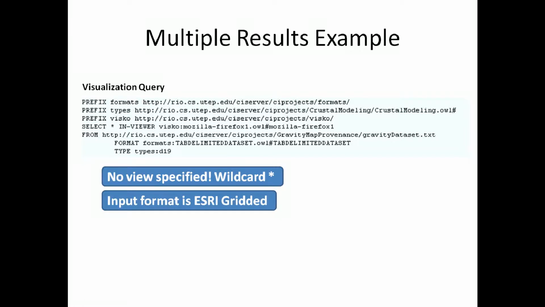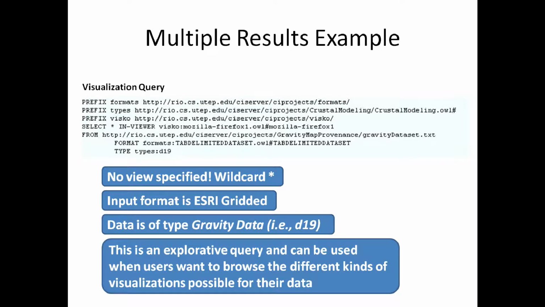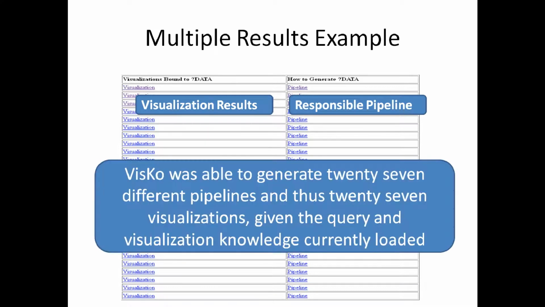The input format of the dataset is Esri gridded, and the semantic type is gravity, denoted as D19. This is an explorative query and can be used when users want to browse the different kinds of visualizations possible for their data, as specified by the wildcard symbol, or asterisk. The execution of the gravity map query returned 27 different results, meaning the system was able to visualize the gravity data 27 different ways.